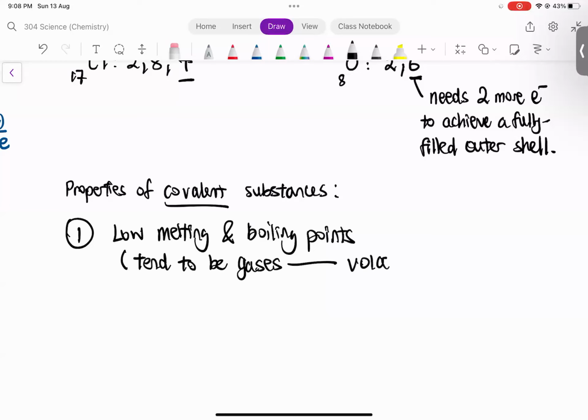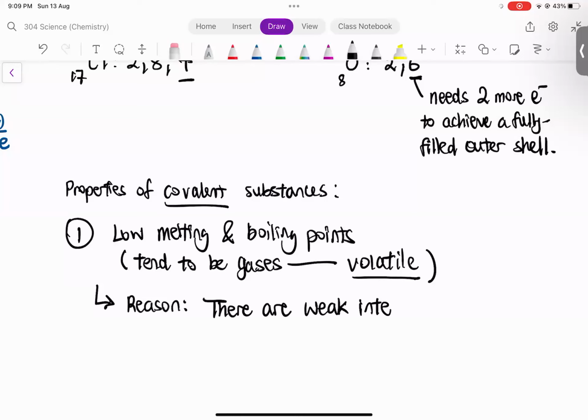Another word for this, volatile. Volatile means it tends to form a gas. And this is because the boiling point is very low. So this agrees with our understanding. We know that carbon dioxide is a gas. All right. Now, why is that the case? What is the reason for this? So again, whether something has a high or low melting point depends on the forces of attraction. So in a covalent substance, the force of attraction is called the weak intermolecular forces of attraction.